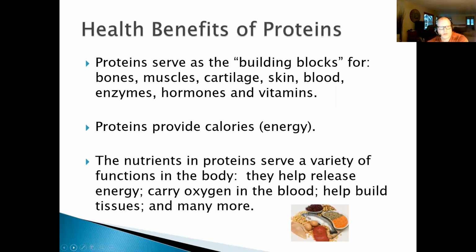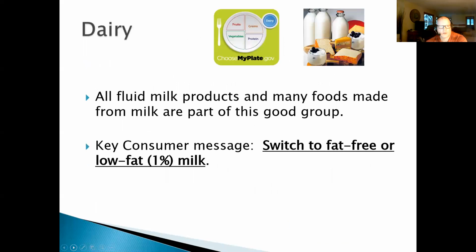Health benefits of proteins: they serve as the building blocks for bones, muscles, cartilage, skin, blood, enzymes, hormones, and vitamins. They provide calories, which give us energy. The nutrients in proteins serve a variety of functions in the body. They help release energy, carry oxygen in the blood, help build tissues, and many more. The dairy group: all fluid milk products and many foods made from milk are part of this group. Key consumer message is switch to fat-free or low-fat 1% milk.